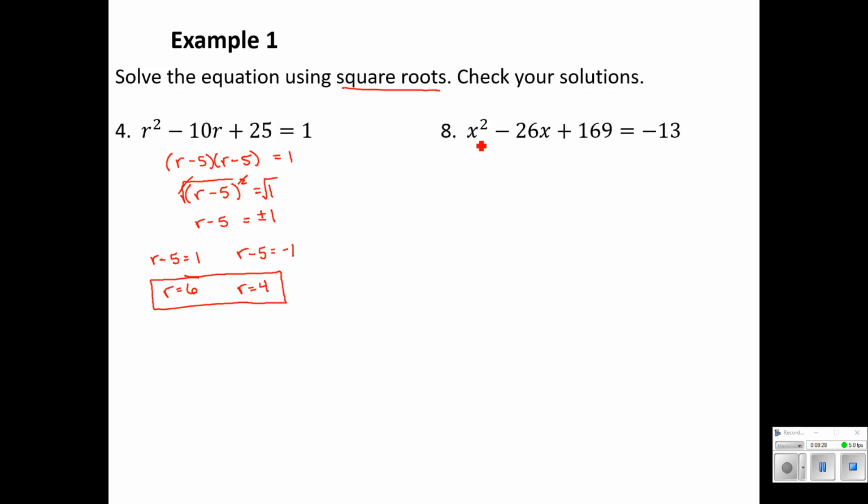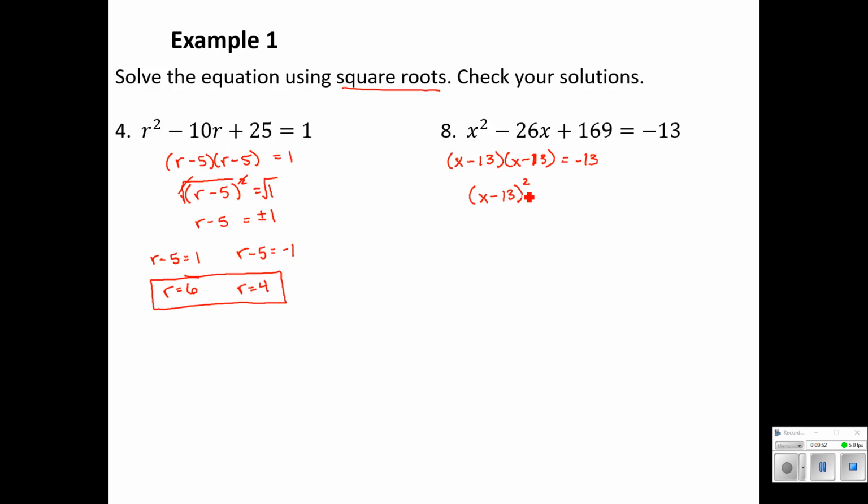All right, example 8. If we were to factor this, 169 is actually 13 squared. That's another little life hack thing. If you know your perfect squares, you're going to be a much stronger math student. It makes the math go much, much more quickly. So x minus 13 times x minus 13 is what we're looking for. That equals negative 13.